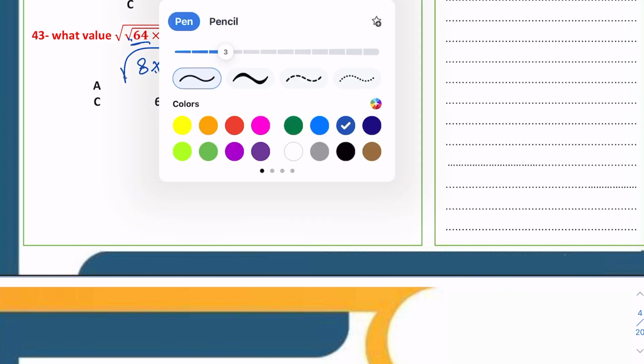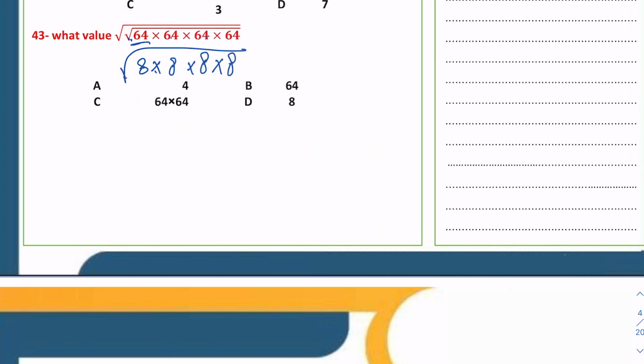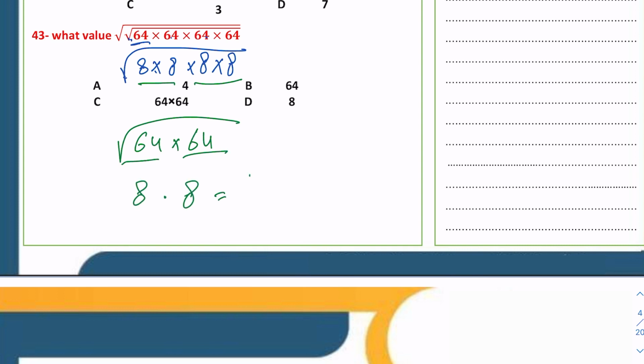Radical 8 we don't have. No problem. You can multiply 8 by 8, 64. Radical 64 will be 8. 8 multiply 8 equals 64.